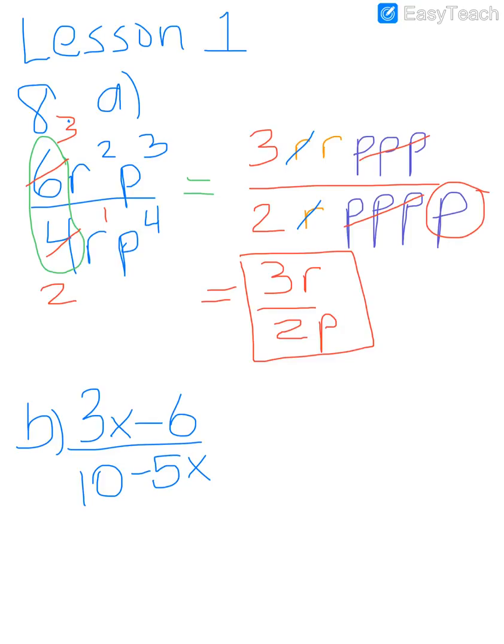My non-permissible values, r cannot be equal to 0, right? So going back to the original question, r cannot be equal to 0, and p cannot be equal to 0. So we could never have those variables being 0, because then my entire denominator would be 0, and we could never divide by 0.